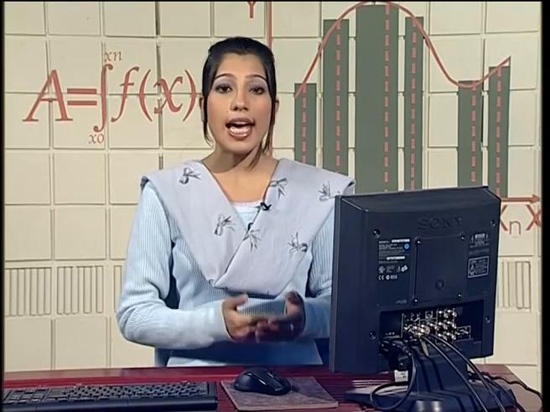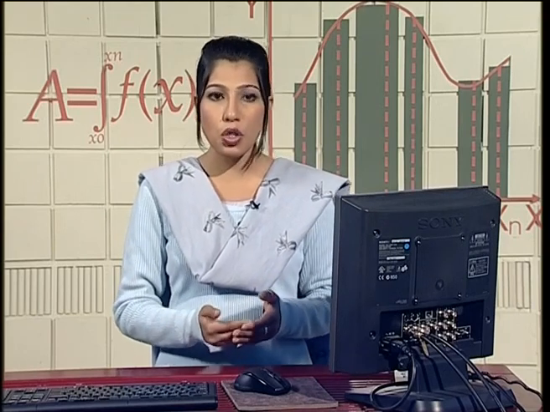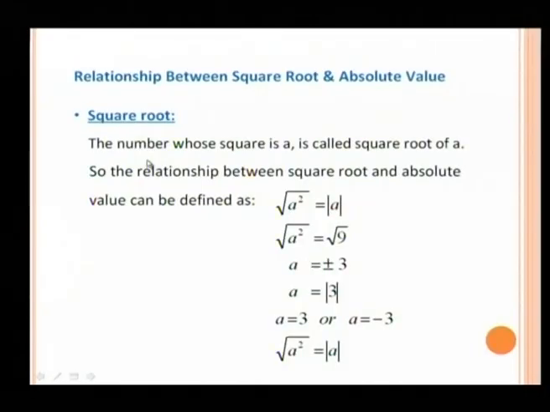Now we will define the relationship which exists between a square root and absolute value. But before explaining this relationship, we would first define what is a square root. You can see the definition of a square root and the relationship between absolute value and a square root on the screen. The number whose square is a is called a square root of a. So the relationship between square root and absolute value can be defined as the square root of a squared is equal to |a|.